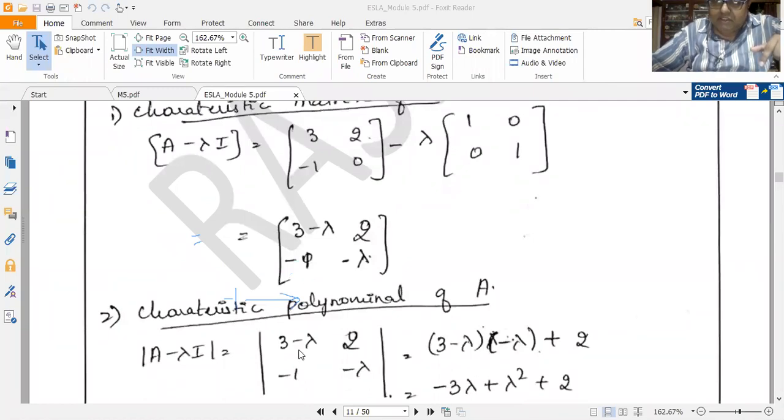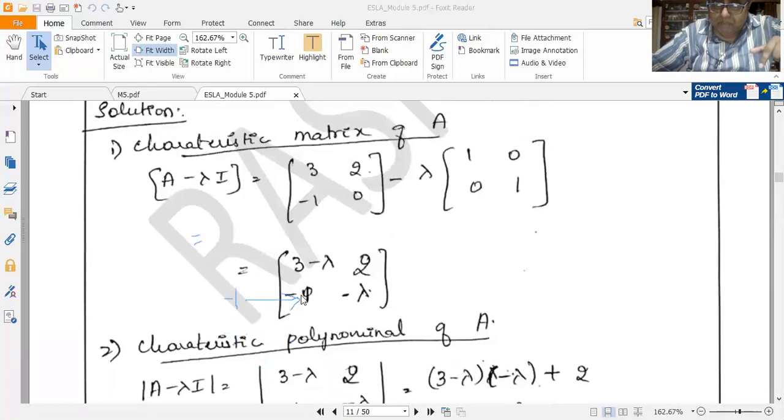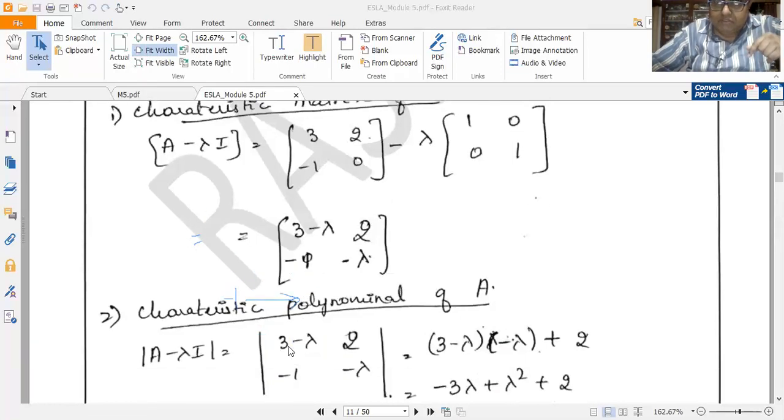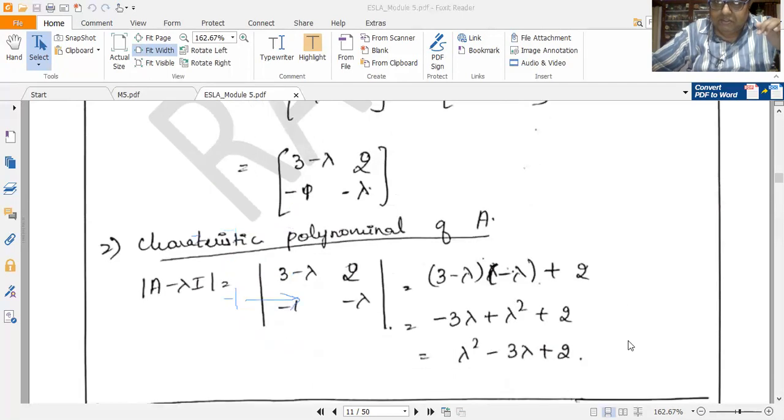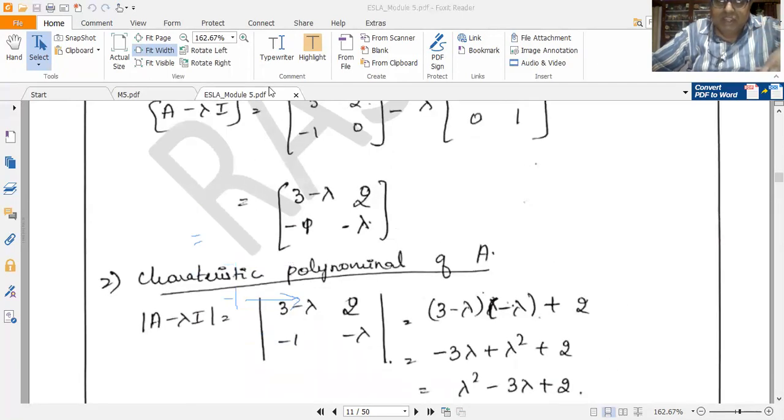So I get the determinant of 3 minus lambda, 2, minus 1, minus lambda. Please note, this is minus 1. It's not 5. I am repeating again, this is minus 1. So the determinant of this gives me 3 minus lambda into minus lambda, minus 2 into minus 1. Minus into minus becomes plus. So I am left with 3 minus lambda into minus lambda, plus 2. Multiplying, I get lambda squared minus 3 lambda plus 2. So this is the characteristic polynomial of the matrix A.